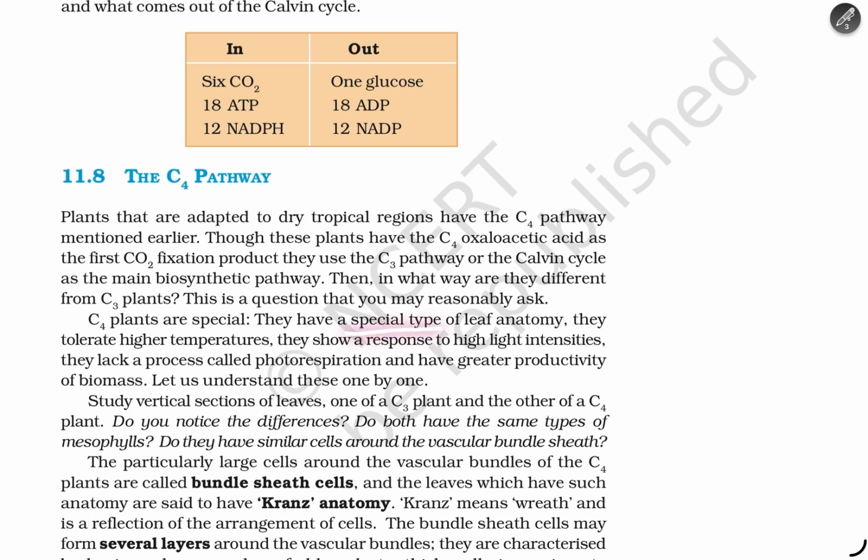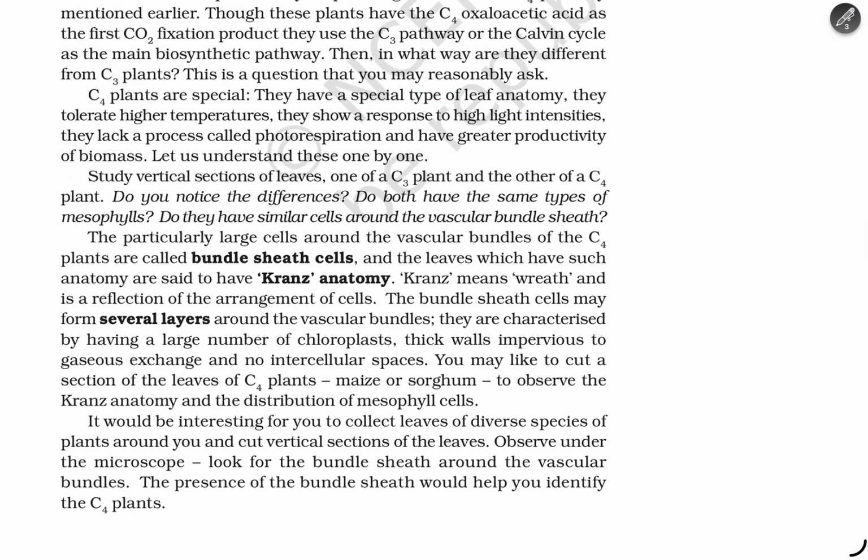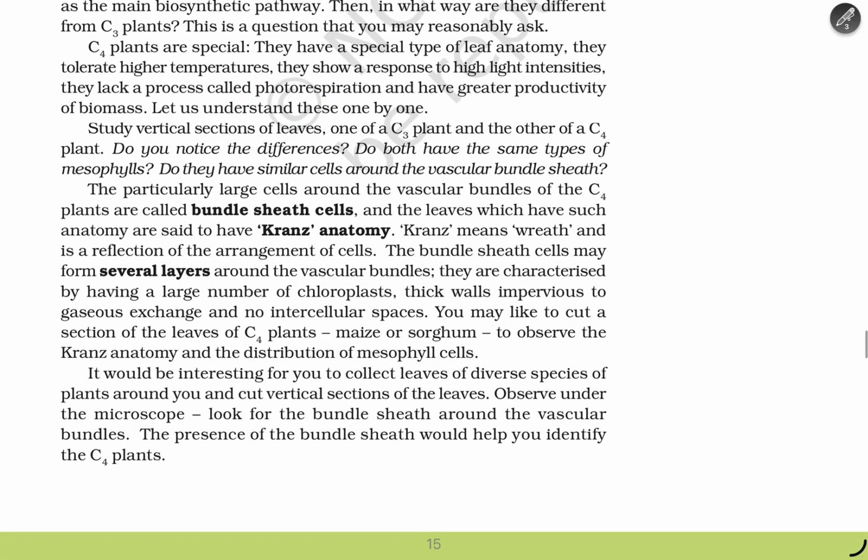C4 plants are special. They have a special type of leaf anatomy. They tolerate higher temperatures. They show a response to high light intensity, and they lack a process called photorespiration. They have a great productivity of biomass. Let us understand these one by one.